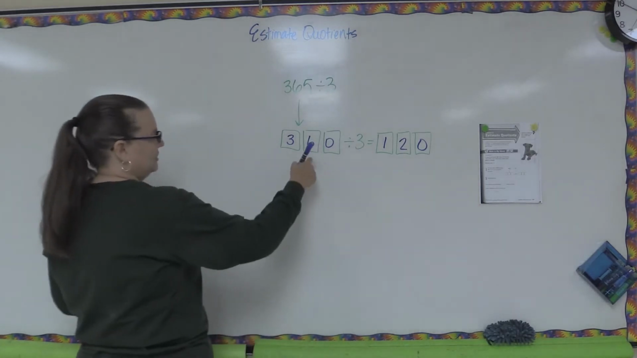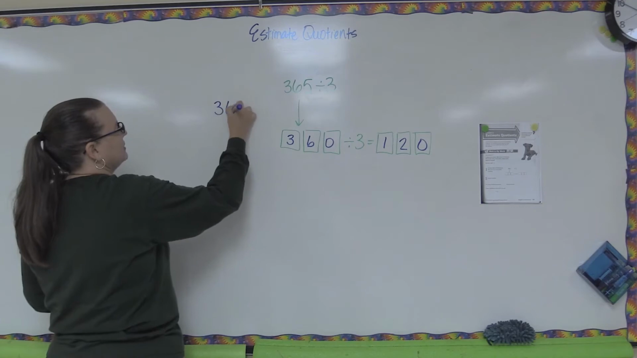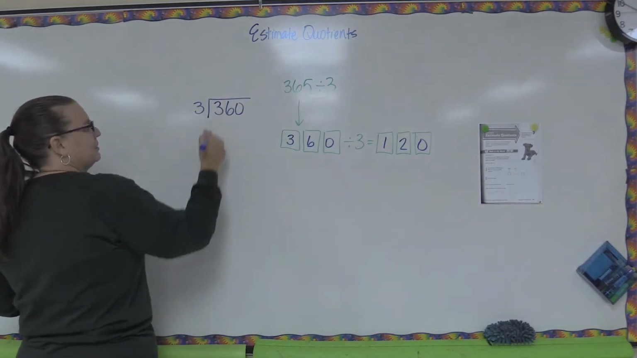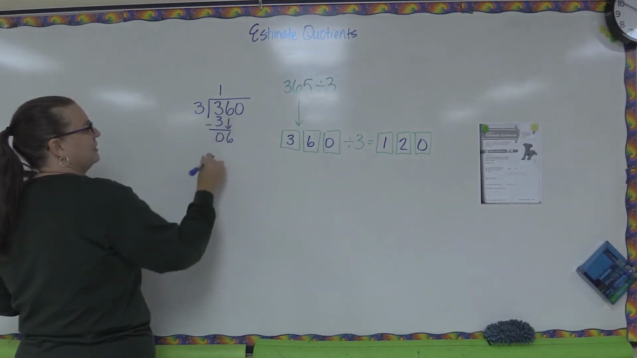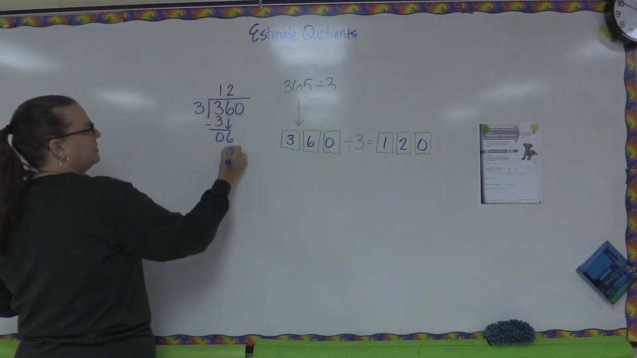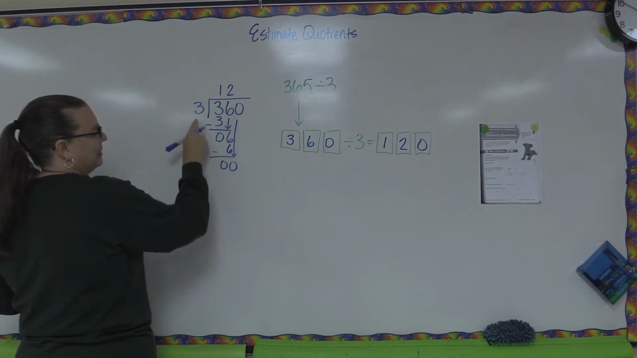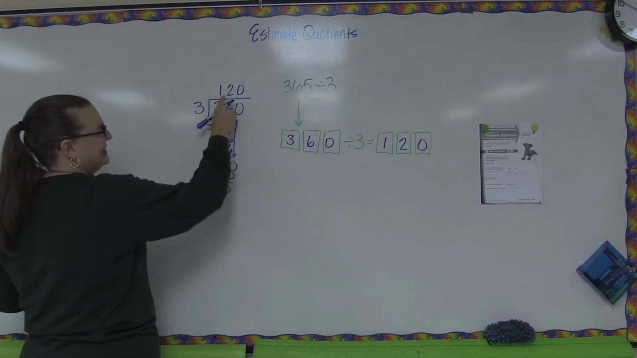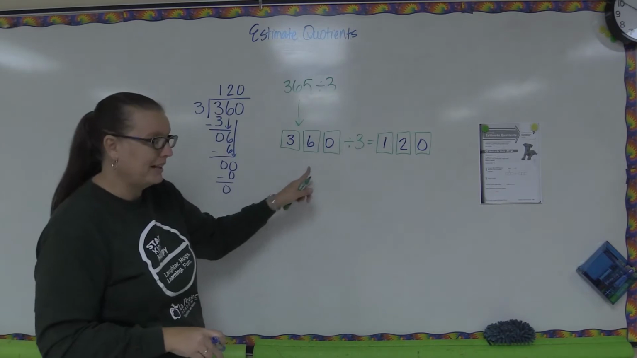Use what you know. So here's the problem if I write it out, in case you need it. This is 360 divided by 3. How many 3's fit into 3? 1. Subtract. Bring down the next number. How many 3's fit into 6? 2. 3 times 2 is 6. Subtract. Bring down the next number. How many 3's fit into 0? 0. This is the same quotient that we ended up with. I just did this one in my head.